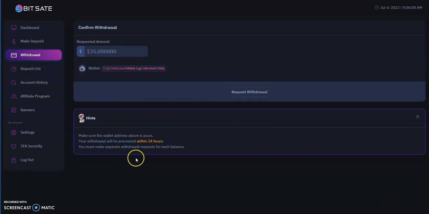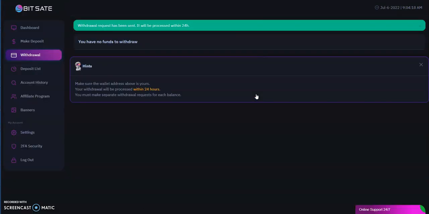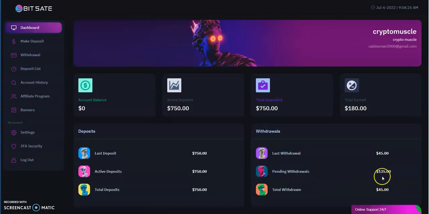The withdrawals are processed within 24 hours, so make sure the wallet address above is good. Yep. And there it is, 135, processed in the next 24 hours. We'll find out if that's true. If it is, that'll put me up to about 180 withdrawn of the 750 I've put into this.